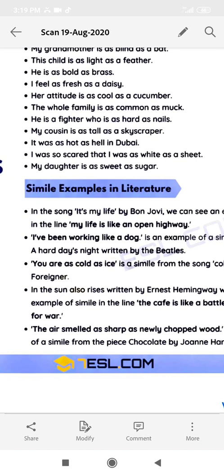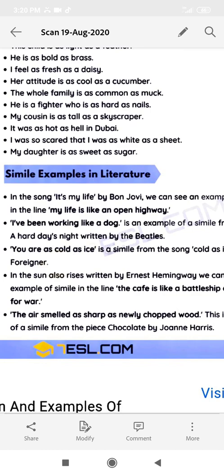See the first. My life is like an open highway. So my life is compared with open highway with the help of word like. It is simile. I have been working like a dog. So I is compared with dog with the help of word like. So it is simile. The next example, you are as cold as ice. So you are compared with ice. Okay, and for comparison the word as is used, so it is simile. So like this you can write the darkened part from the sentence as an example.